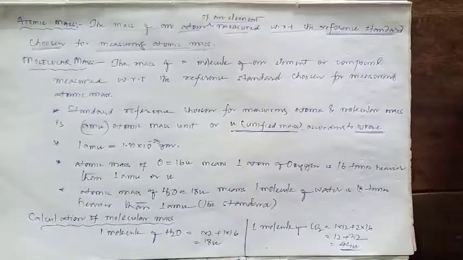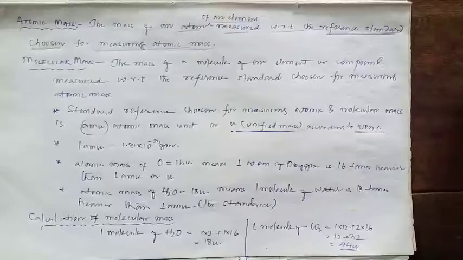Chemists also use a standard. So what is that standard called? We'll discuss it a short while later. So we use a standard to measure the atomic mass. If you measure the mass of an atom of an element using the reference standard chosen for atomic mass, that is called the atomic mass. So mass measured with respect to the reference standard chosen is called atomic mass.